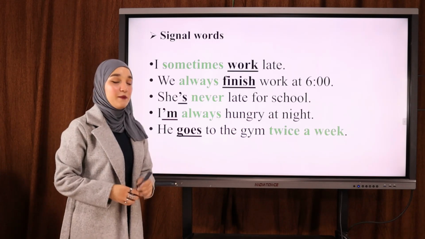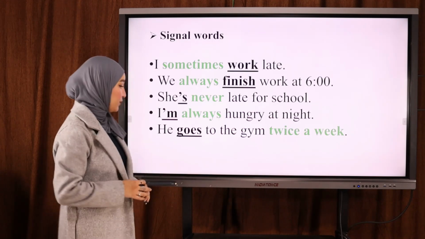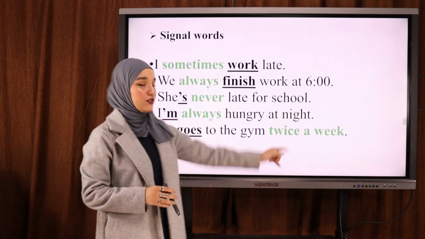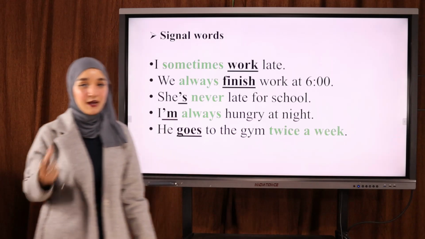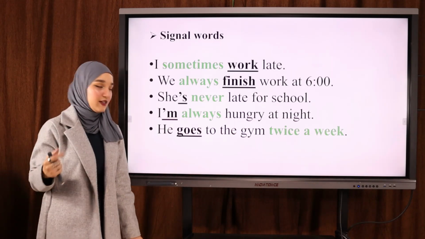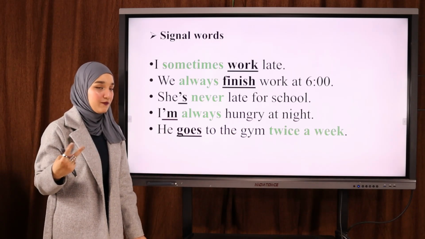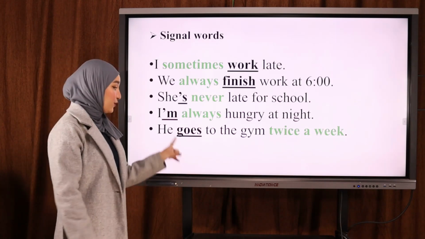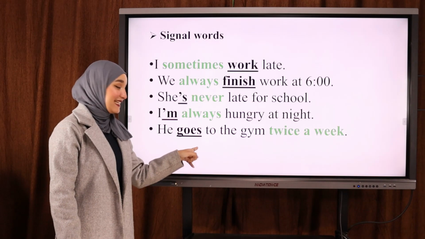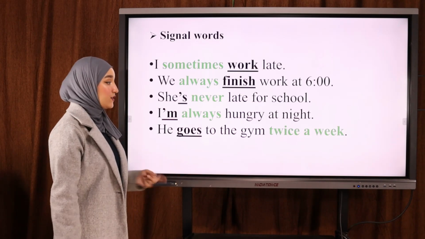He goes to the gym twice a week. مرتين في الأسبوع. So he goes to the gym twice a week. Again, نحن نتحدث عن frequency. كم مرة هو يذهب إلى the gym? Twice a week. Okay? So he goes. I have the verb go in the present simple with he. So I add es. He goes to the gym twice a week.